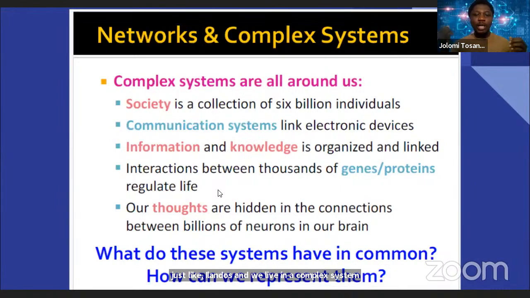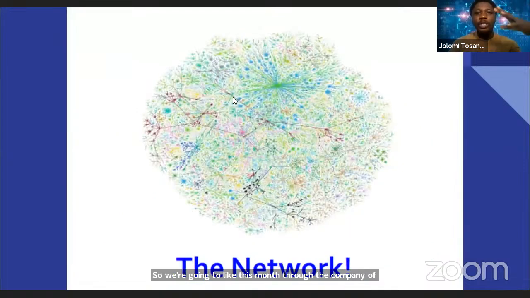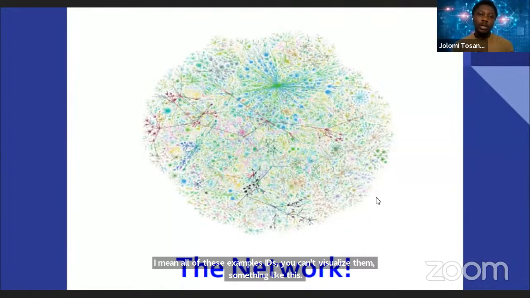So the big question is, how can we represent a complex system? Because they are complex, there's a need for us to represent them in a much simpler way before we can understand them. So we're going to dismantle the components of a complex system and see how we represent and analyze them. All of those examples I gave, you can visualize them something like this. This is called a network. So one way to visualize a complex system is a network.